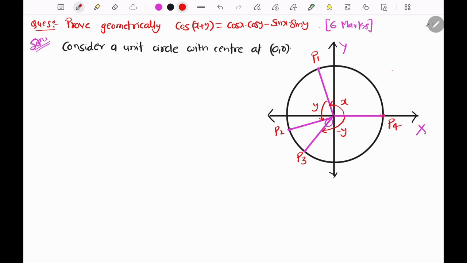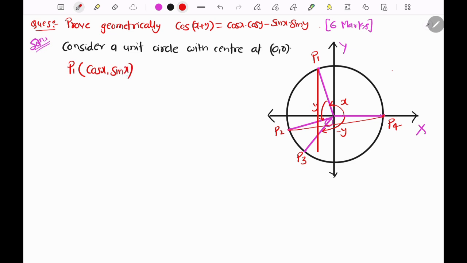Okay, now we draw triangles P1OP3 and P2OP4, correct? And also because the angle of this P1 point from the x axis is x, and we know that any point on the unit circle is given by (cos theta, sin theta), where theta is the angle measured from the positive x axis in the anti-clockwise sense. So what is the point of P1? Can you tell me what is the point of P1? P1 point will be (cos x, sin x).